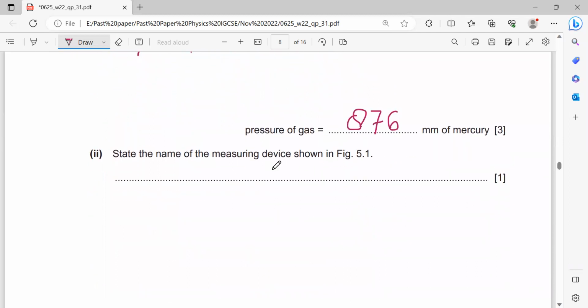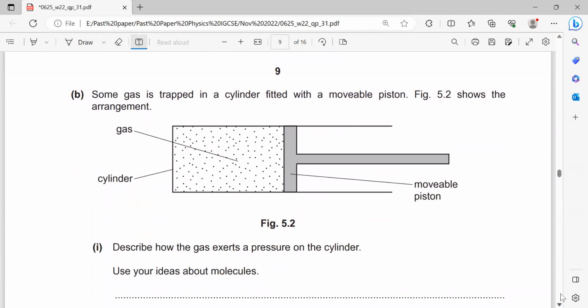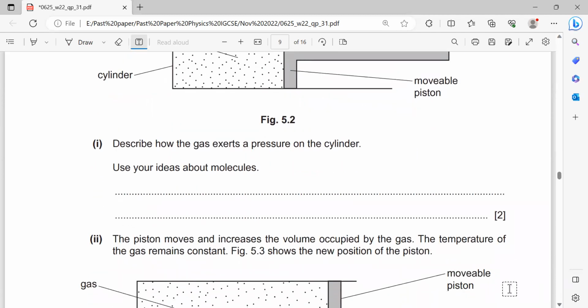State the name of the measuring device shown in figure 5.1. Manometer. Okay, next. B: some gas is trapped in a cylinder with a movable piston. Figure 5.2 shows the arrangement. Describe how the gas exerts a pressure on the cylinder. Use your ideas about molecules.